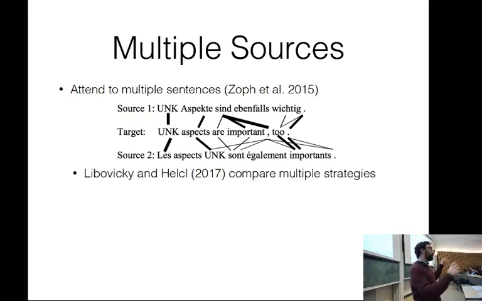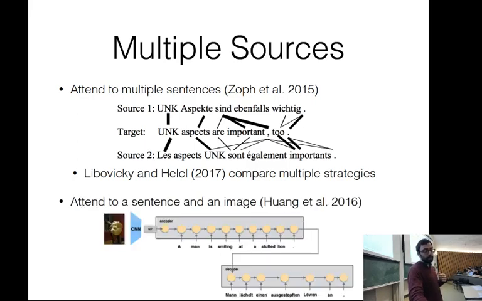An interesting study that compares the different strategies for combining multiple sources can be found in this paper. We won't talk more about it. And again, there's nothing stopping you from having multiple sources where more of them, one of them or all of them are not text. So there's this work where they had an image, they extracted features, they also had the caption in English, and now they had an attention over the image features and the English caption in order to create the German caption.